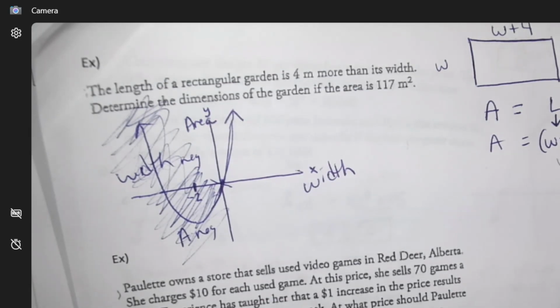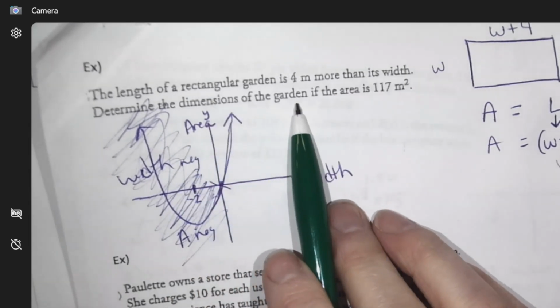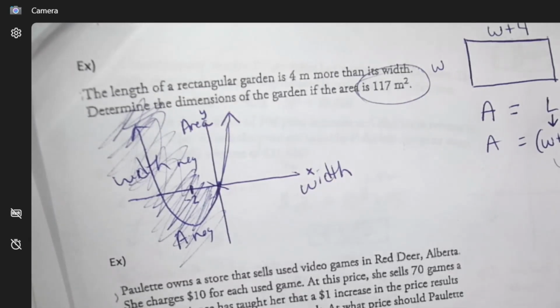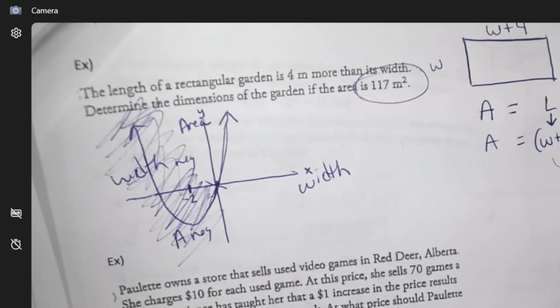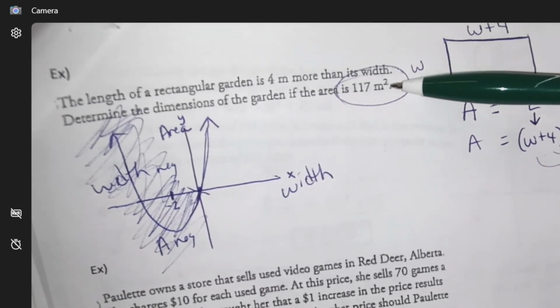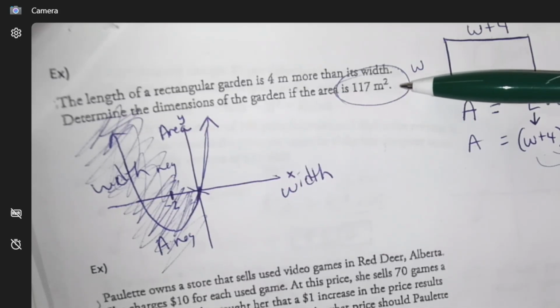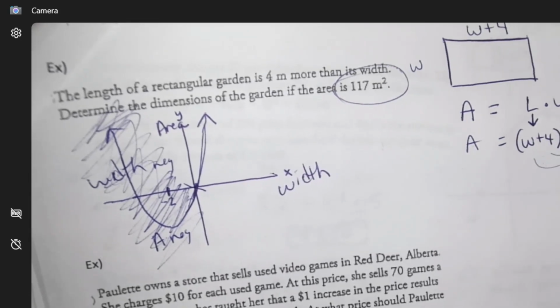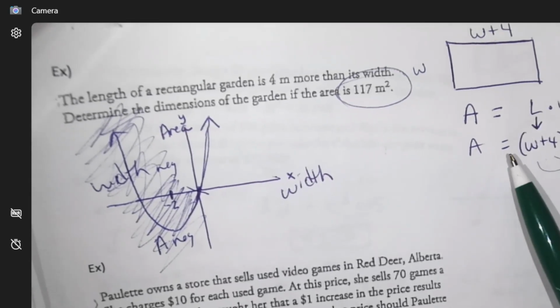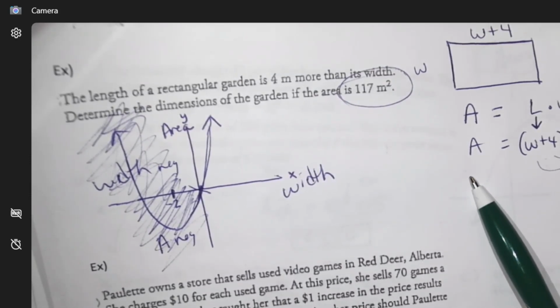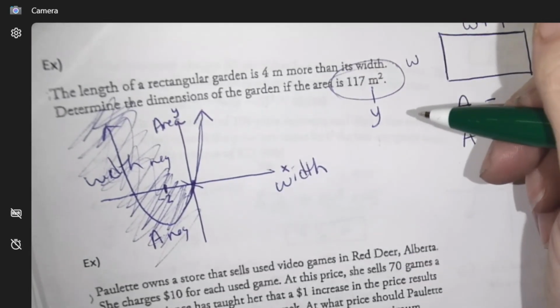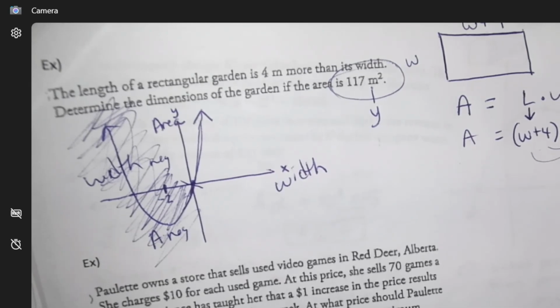Okay, now here's my question. Determine the dimensions of the garden if the area is 117. What does this tell us? Does this tell us about our X letter or our Y number? The area, is that the X or is that the Y? Is area the X or the Y of the equation? This is the X part and this is the Y equals part. So what is our area? It's a Y part.